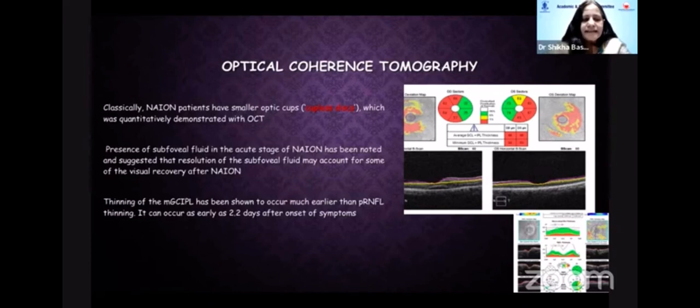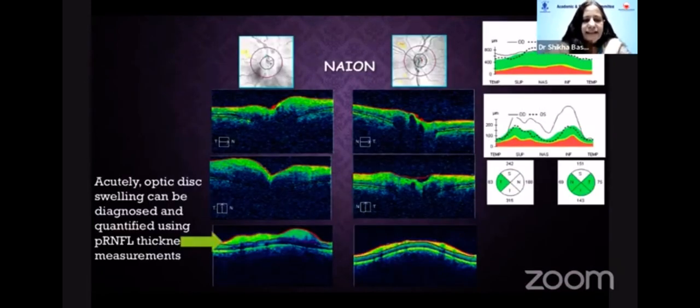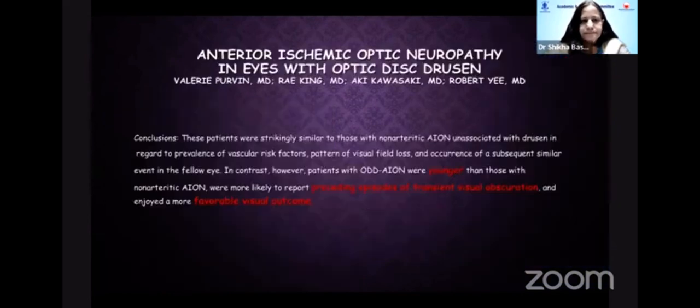Then another thing is that the GCC thinning, which can be picked up on GCC analysis, is very early with ischemic optic neuropathy, occurring around 2.2 days after the onset of symptoms. As I said earlier, in acute cases, there is thickening of the RNFL, which becomes thinned out around 2 months later in 80% of patients.